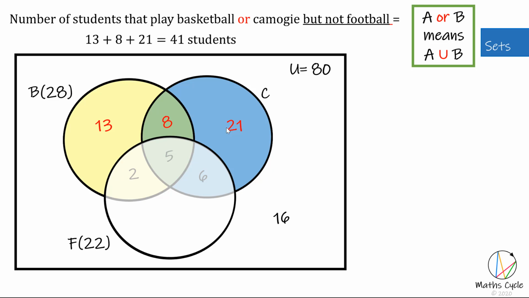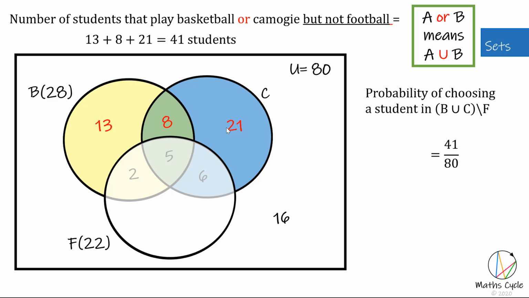Okay, now what we have to find out is the probability. So the probability of choosing a student in B union C less F is 41 out of a possible 80 chances. So 41 out of 80 is the probability, or you can represent that as a decimal, or you can represent that as a percentage, 51.25%.